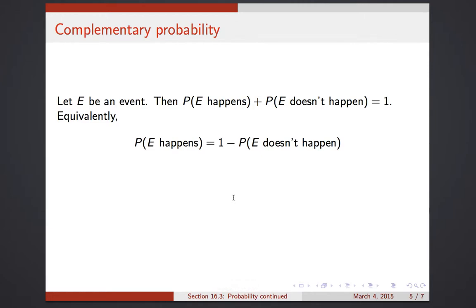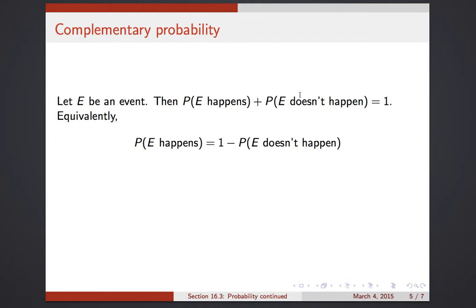Okay, so let's now move on to complementary probability. So here's the idea. Let E be any event. Then this equation is true: the probability that E occurs plus the probability that E doesn't occur is 100%. Okay, so what is this saying? Either E happens or it doesn't. Those two outcomes are mutually exclusive and they eat up the entire sample space, right? Either you're inside of E or you're not.